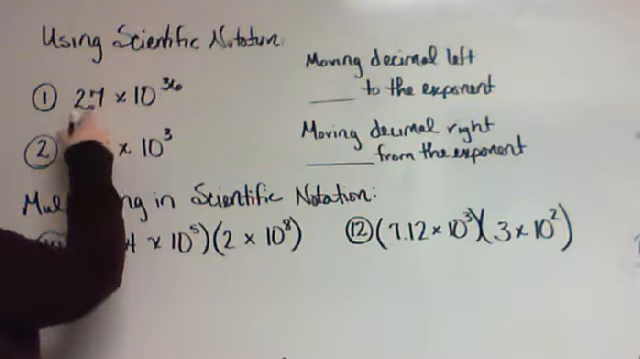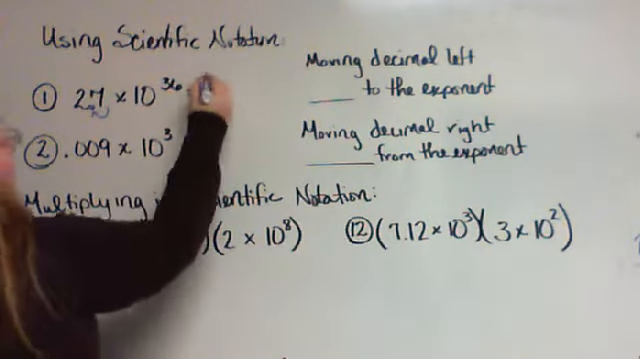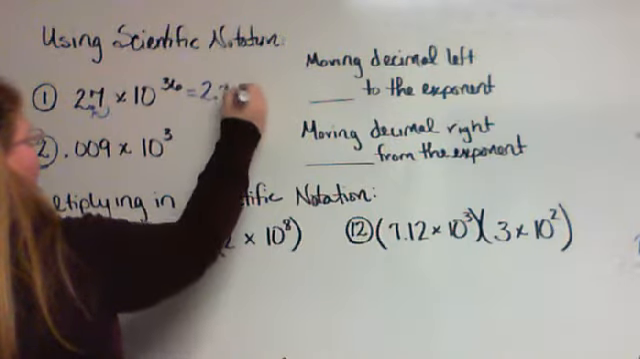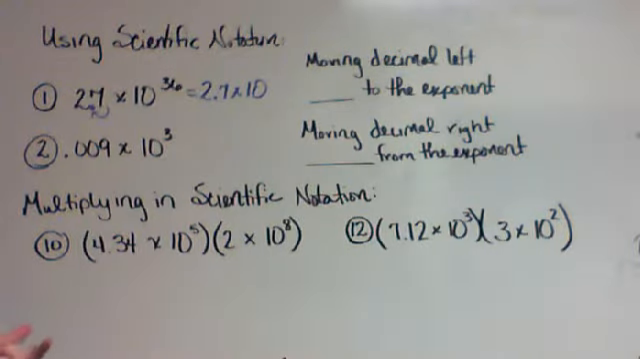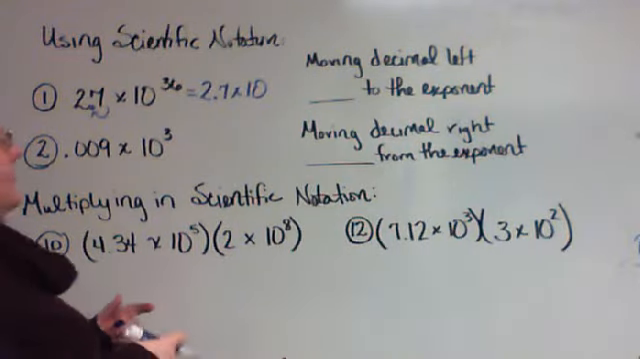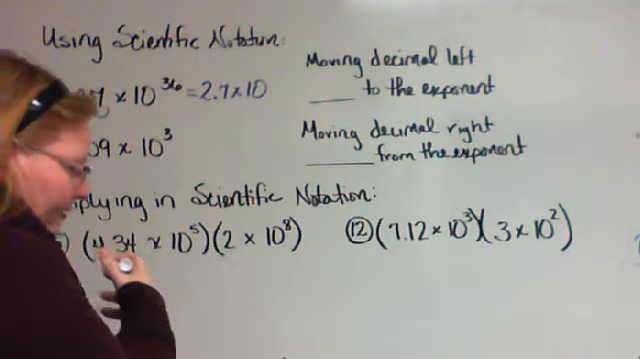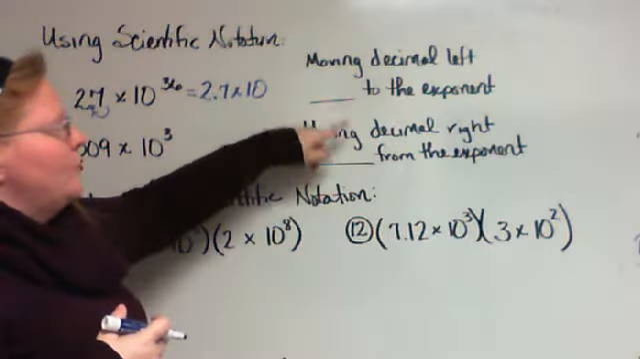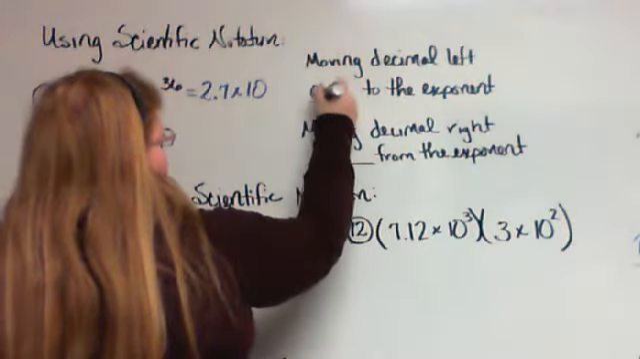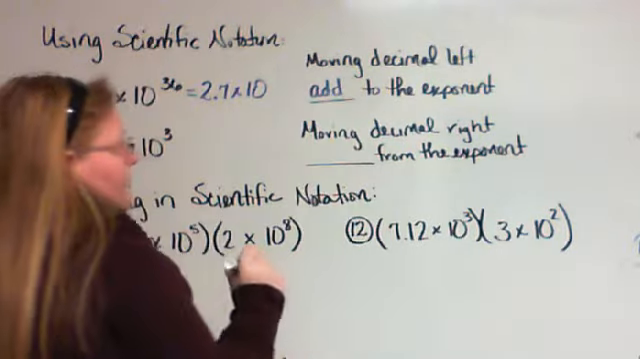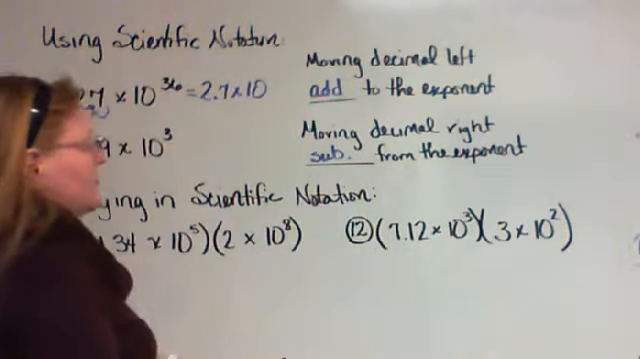Remember, your decimal is always behind the first number. So I'm going to have to move it from there to there. So it'll become 2.7 times 10 to some exponent. And in order to figure out the best way for the exponent to go, instead of having to write it all the way out with all those 36 zeros and then move it all the way back, you just have these two rules. When you're moving a decimal to the left, that means you're going to add to the exponent. When you're moving the decimal to the right, that means you're going to subtract from the exponent.